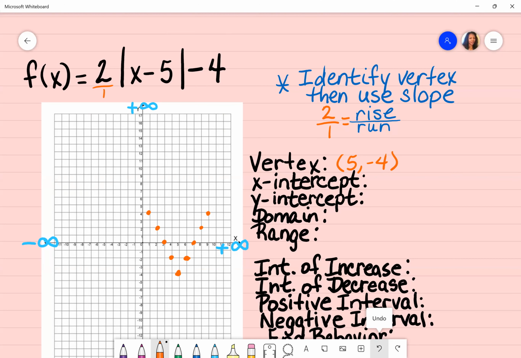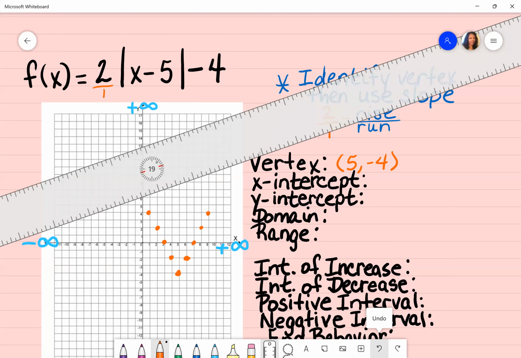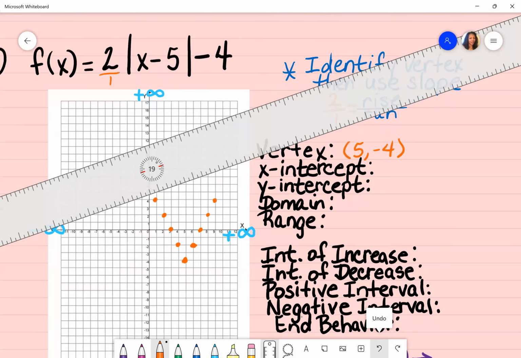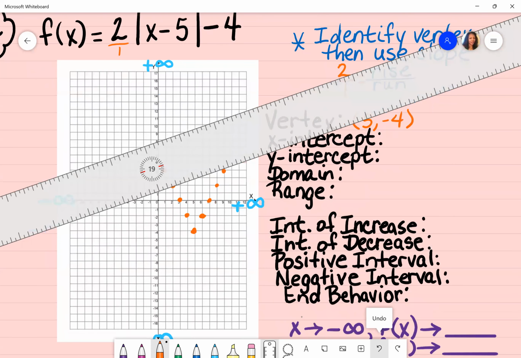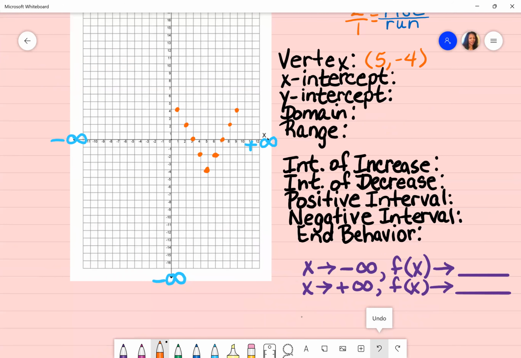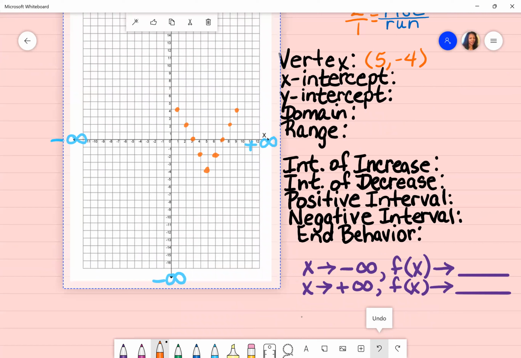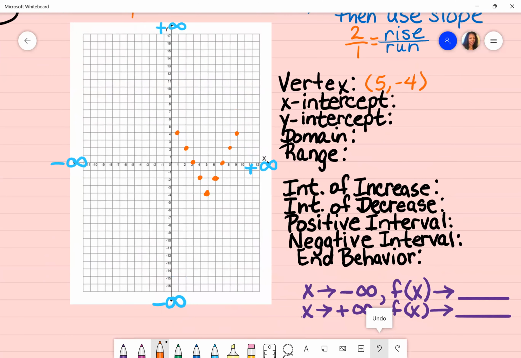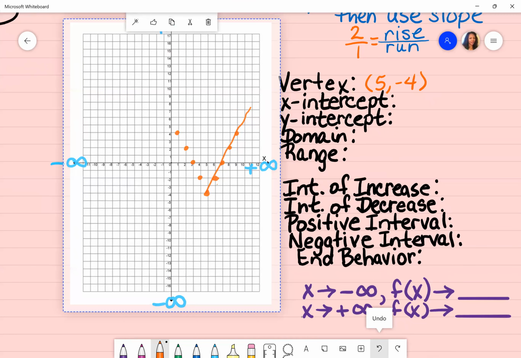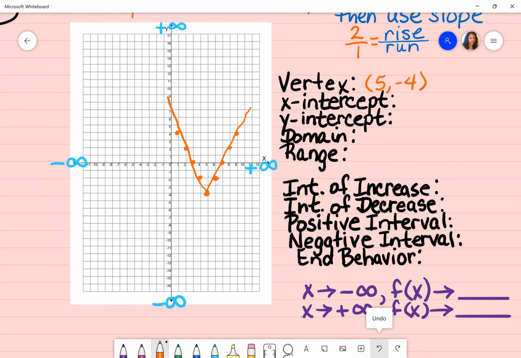Now, if I just get a ruler, hopefully mine will cooperate. It's been acting up today. Okay, it's not cooperating, so I'll just try to use a manual ruler. And that's not working either. There we go. You understand what I'm trying to do. All right, and now you want to go ahead and put your arrows on there.